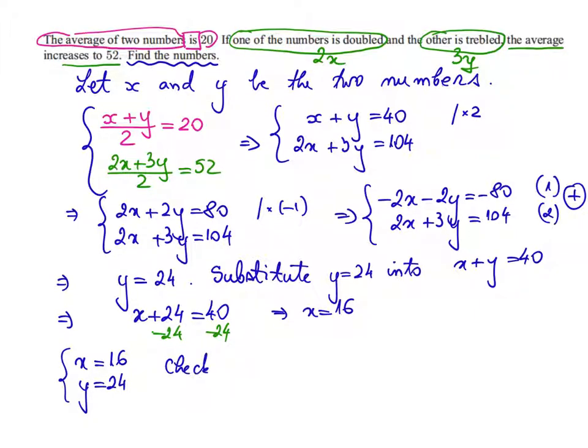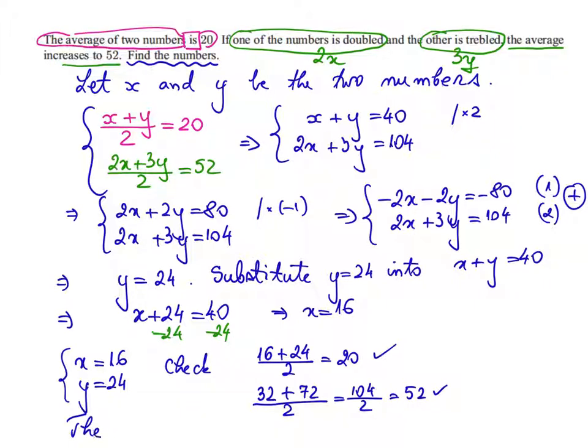You can check the two answers. The average of 16 and 24 is (16 plus 24) over 2, and this gives me 40 over 2, which is 20, correct? One number is doubled: 16 doubled gives me 32. The other number is tripled: 24 times 3 gives me 72. The average is 104 divided by 2, which is 52. It's exactly 52. So my answer is correct. The two numbers are 16 and 24.